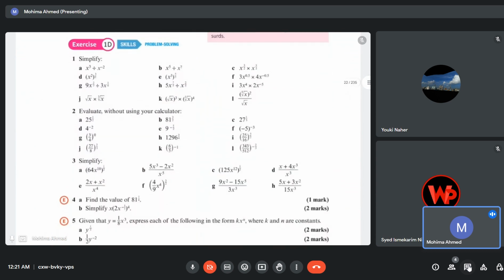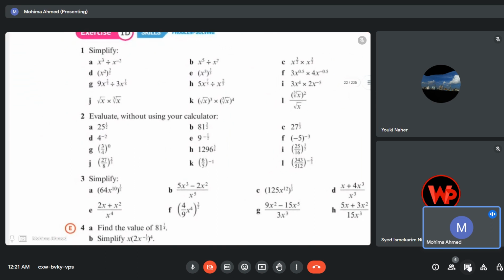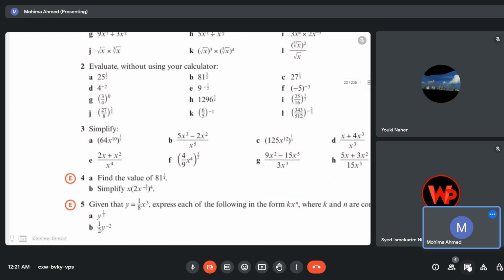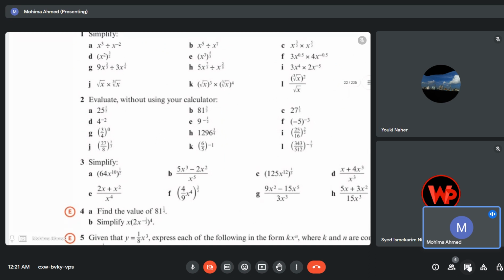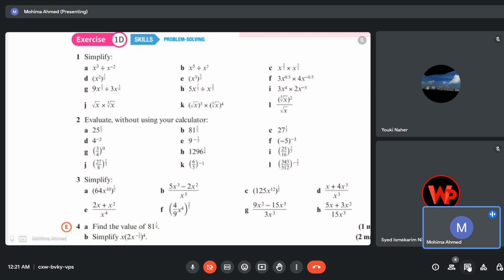1D has a little bit lengthier or tricky maths, I can say, because they have fractions involved, and this time with the power of negative values. For example, if you focus on question 1, K, L, it's quite tricky. And again, question 2, J, L are tricky. So I'll just do a few maths from 1D also. From 1D, let's start with K.